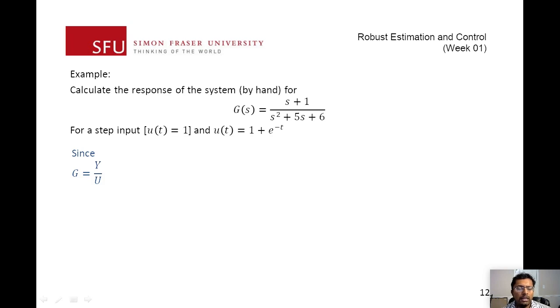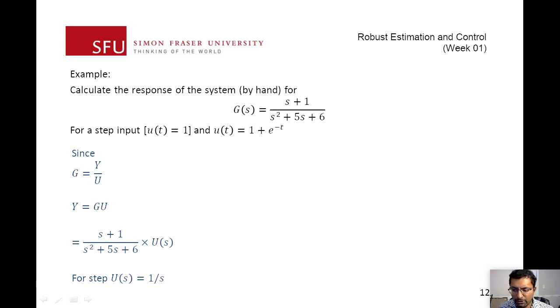Since g is actually y over u, y is g times u. So essentially all of this just becomes multiplication in the Laplace domain. So this is s plus 1 divided by s squared plus 5s plus 6 times u of s. What we need to do is determine the Laplace of the input, and then we can substitute this value.